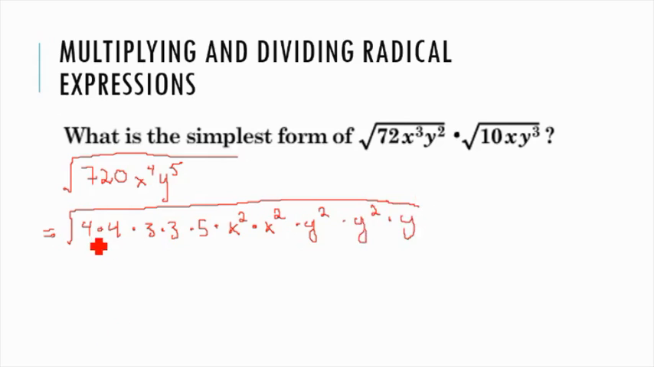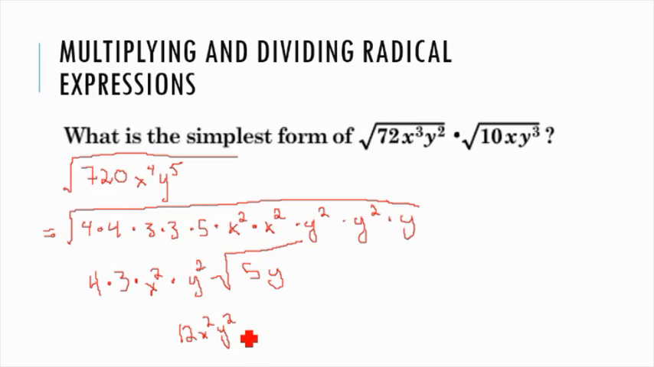So if I take out of this radical all the squares, or the second roots, so 4 times 4, if I square root 4 times 4, I get 4. So I can take that out of the radical. 3 times 3, if I square root that, I get 3. I can take that out of the radical. 5 is by itself, so I can't do that, but x squared times x squared, if I square root that, I get x squared. Anything times itself, I can take the square root of that and get itself. Y squared times y squared, if I take the square root of that, I get y squared. And y is by itself, so I can't take that out. So I write my radical, and I have 5 and the y left inside. And if I simplify the outside, I get 12x squared y squared times the square root of 5y. And that is my simplest form of the radical expression.